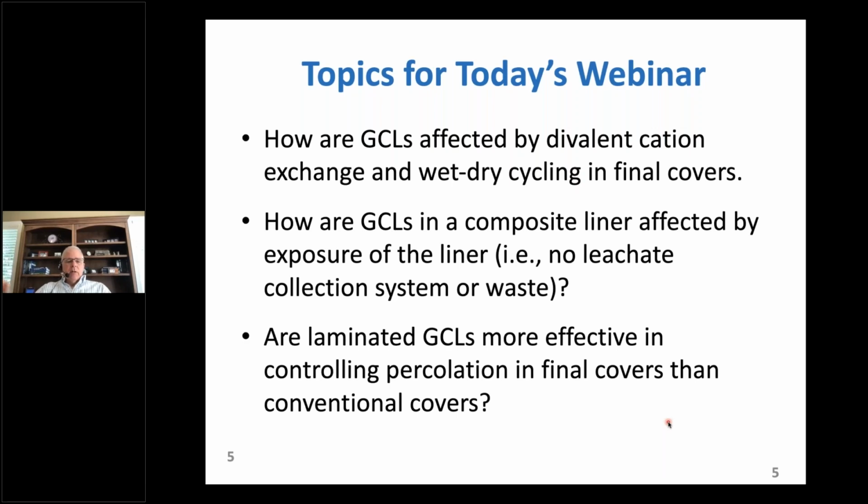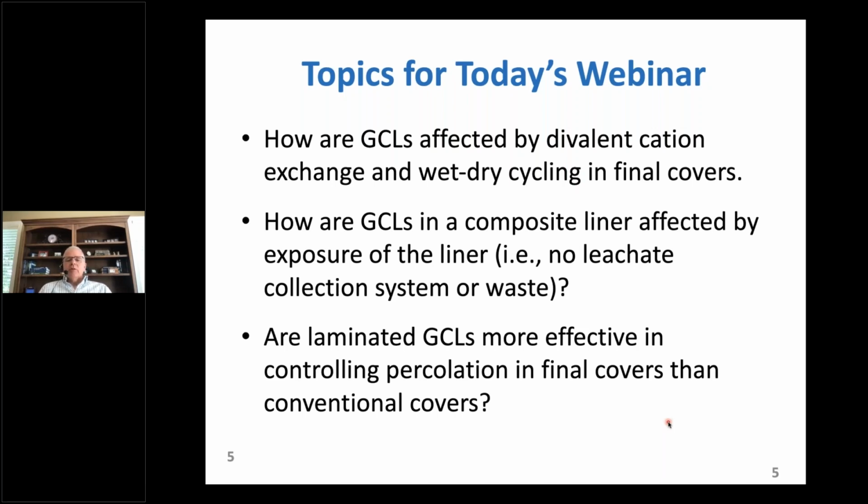So getting back into the bullet list here again, 1, how are GCLs affected by divalent cation exchange and wet-dry cycling in final covers? Show an example of that. We'll talk about how to avoid that in the future, and actually very simple things we can do, good practice.